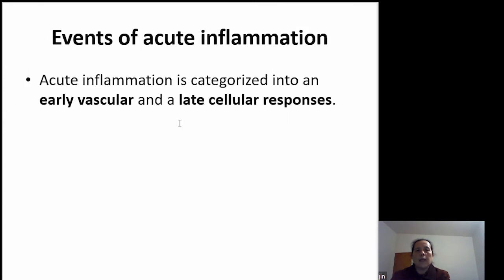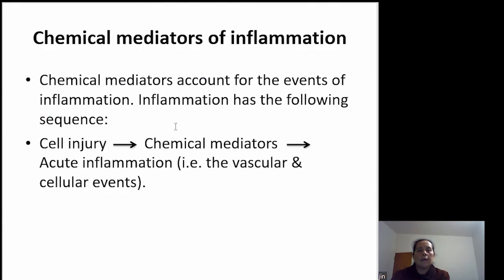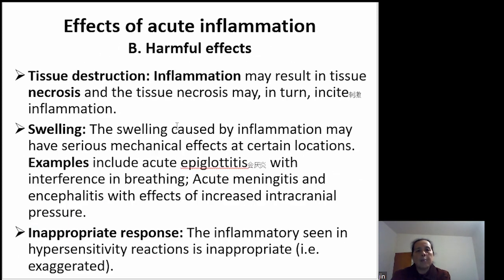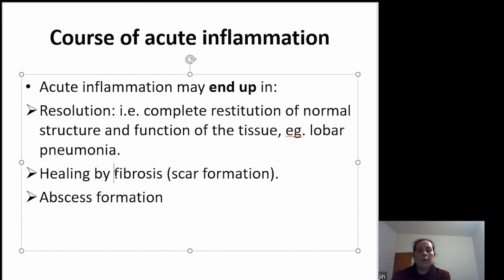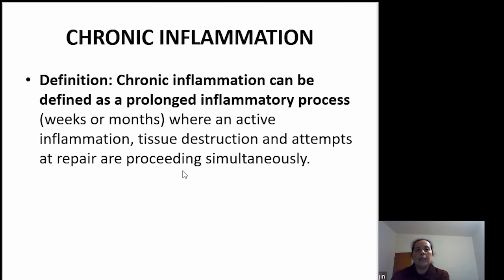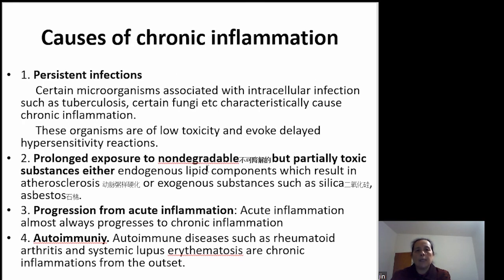In the early stage, basically the blood vessels dilate and liquid goes to the local area. In the later stage, it is mainly cell reactions. We have some beneficial and harmful effects of acute inflammation. Acute inflammation may end up totally healed, or healed with scar tissue, or may form an abscess. If acute inflammation is not healed, it can possibly change to chronic inflammation. But chronic inflammation doesn't only come from acute inflammation. It can be caused by other reasons, like some special kinds of pathogen infection, which can directly cause chronic inflammation.